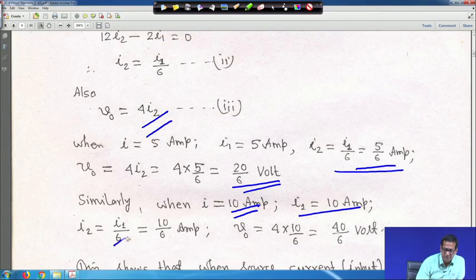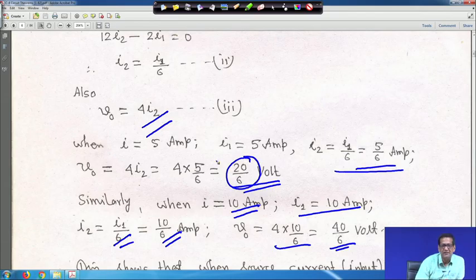So I2 is equal to I1 by 6, that is 10 by 6 ampere, and V0 is 4 I2, so it is 40 by 6 volt. It was 20 by 6 volt when I was equal to 5 ampere. When I was made 10, that is double, the voltage also became double. So from that you can tell the circuit is linear.